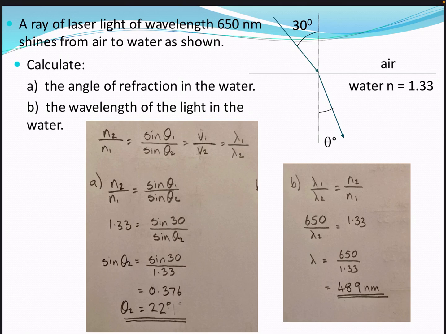Then it's asking us what the wavelength of the light is in the water. So we're just going to do lambda 1 over lambda 2 is equal to n2 over n1. That's the easiest way to do it because n1 is 1, but we could have looked at the angles, could have put the angle numbers in instead. So we end up with 650. I've left the nanometers off because we'll just remember to stick them back on again at the end. So 650 over lambda 2 equals 1.33. Rearrange that and we end up with 489 nanometers.